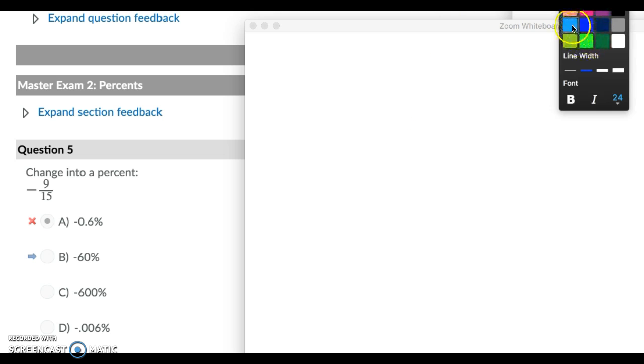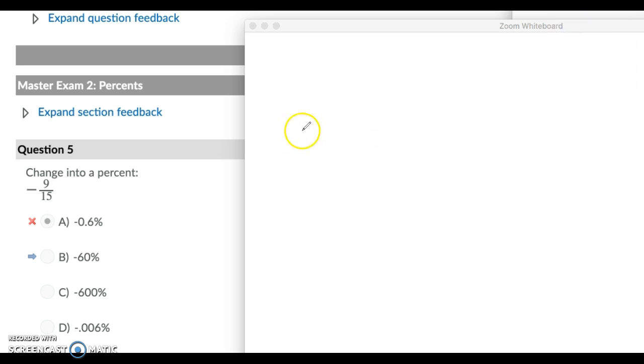Let's change our color here. I don't like red. So 0.6 is our decimal. And then you either move it over 2 or just multiply by 100. 0.6 multiplied by 100 is 60.